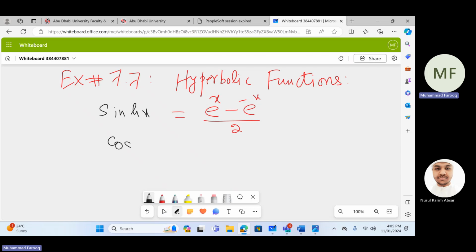Similarly, cosh, cosine hyperbolic x, cosh in short. Same formula, only one change we have between them, plus.